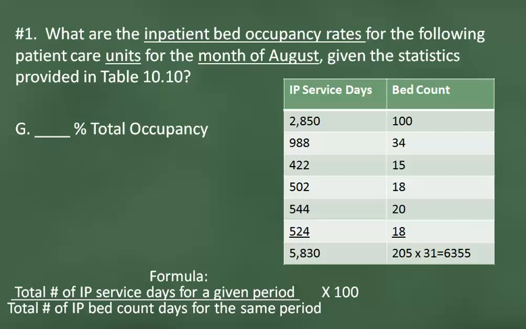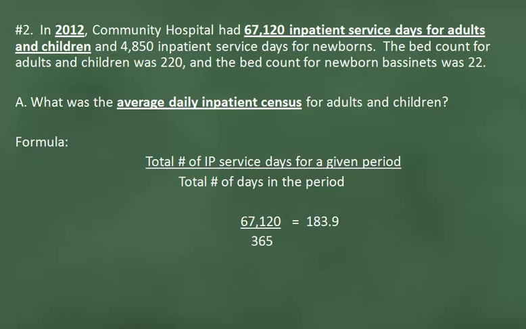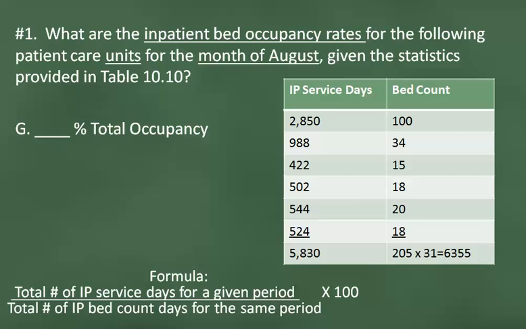And then we want to look at our bed count. Again, we're going to add up all of those bed count days and get a total of 205. Again, just like we multiplied each individual bed count by 31 to get it into the format for August, we've got to multiply that total by 31 also. So now we have our numbers to plug into our formula. Okay, we have our numbers for our formula. Sorry, I went forward a slide on accident there.